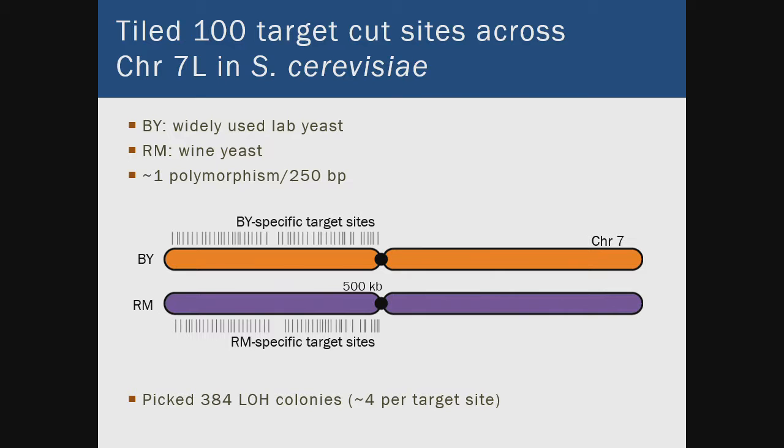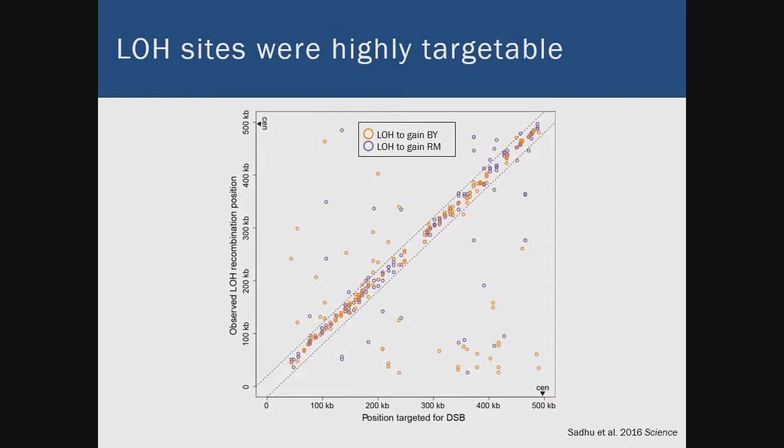We selected about 4 colonies per targeted site, for 384 total. And then to see where the recombinations occurred, we sequenced their genomes. What I'm showing here is where we've determined the recombinations occurred on the y-axis, plotted against where we targeted the cuts to occur. And what you can see is that by and large, there's generally good concordance, where 75% of the recombinations occur within these dashed lines, which demarcate 20 kb around the targeted site.